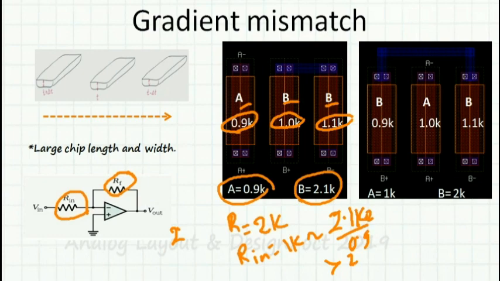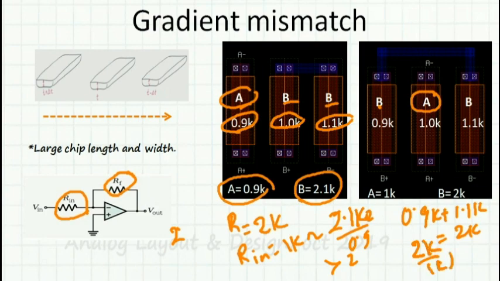Whereas I can realign these segments and eliminate this gradient mismatch. So how do I do it? Instead of putting A at the end, I'll put A in the middle, and B, I will spread them out next to the A, on both sides. So now B together will be 0.9k plus 1.1k, which is equal to 2k, and A is 1k. So if I take the ratio, it is 2k by 1k, and hence my gain is achieved, and I got rid of gradient mismatch.